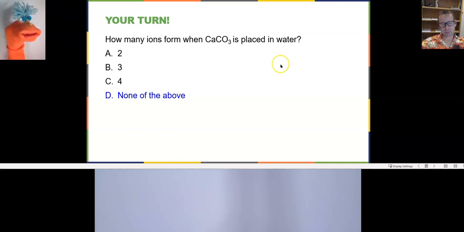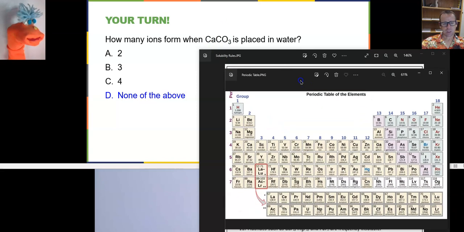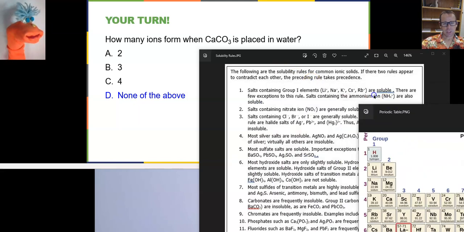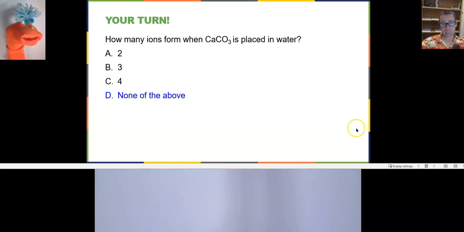Oh, they got us. What's the matter? I don't know. Is it 5? No. Maybe it's just 1? No. Something else. What is it? It's this. What does it say? Rule 8 says carbonates are frequently insoluble. Group 2 carbonates like calcium, strontium, and barium are insoluble. So calcium is group 2, right? Calcium is in group 2, therefore it's insoluble. Therefore, when you put it into solution, you're not going to get any ions. That's 0. Oh, okay. I got it. All right, good stuff.